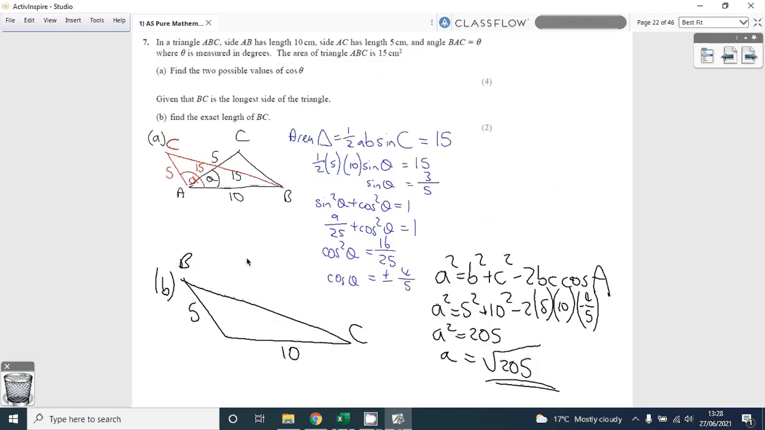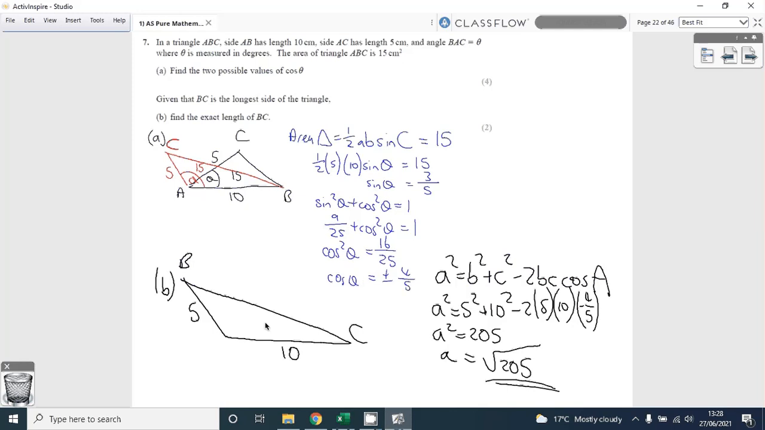Okay, so the solutions for part 7. The area of a triangle is half AB sin C. And we know that A is 5, B is 10. We don't know the angle, but we know the area that we get is 15. So I've just gone and worked that out to give me what sin theta is. And then how do I then work out what cos theta could be? Well, I'm going to use the fact that sin squared theta plus cos squared theta equals 1. So substituting in, I get my two values of what cos theta is.